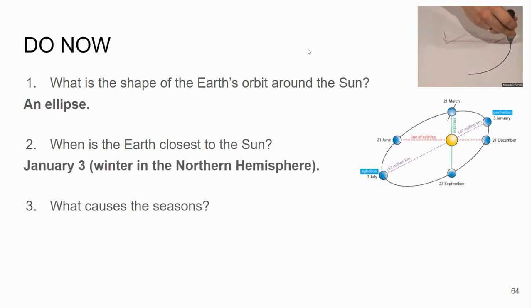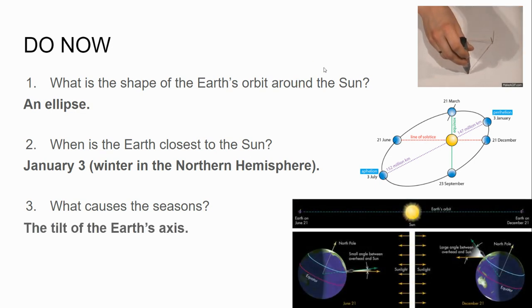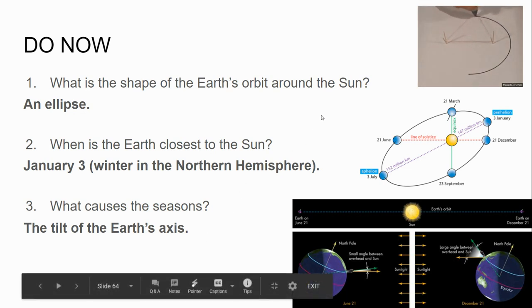Actually, in northern winter, on January 3rd, the Earth is the closest to the Sun. So, it's not the nearness or farness of the Earth to the Sun that causes the seasons. It's something else. So, question 3, what causes the seasons? Yeah, it's the tilt of the Earth's axis. That's where we get the seasons. So, the distance the Earth is from the Sun has an effect, but it's a fairly small effect and much smaller than the effect that the tilt has.